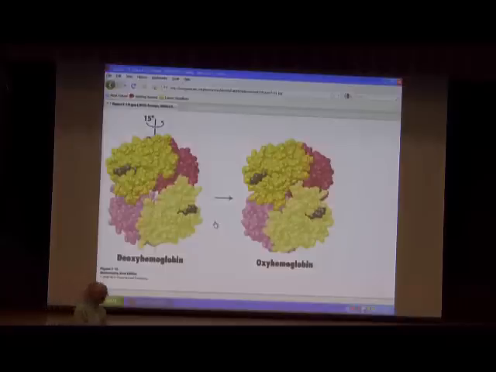2,3-BPG is produced by cells that are actively respiring. Muscle cells that are doing a lot of work are producing 2,3-BPG.